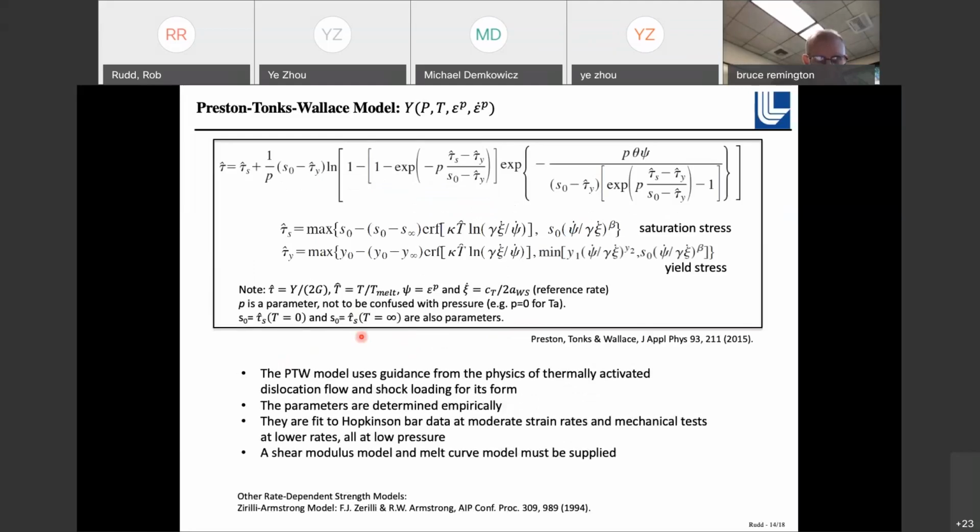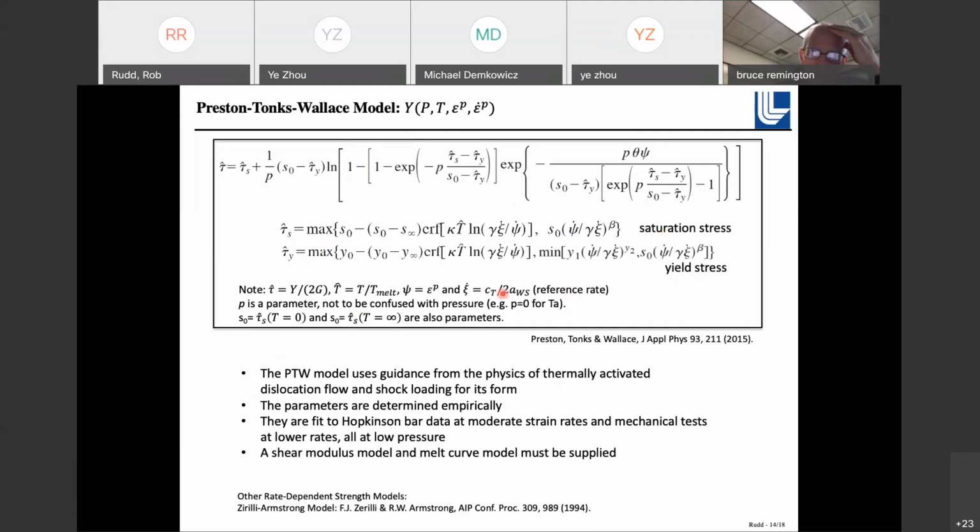But you can do even better than that. The Preston-Tonks-Wallace model is another rate-dependent model. In this case, it's formulated around asymptotic limits. So there's a formula for a yield stress that's introduced, the stress needed to first cause the material to yield, and then a saturation stress, where as the material is deformed, eventually the plasticity will saturate and the stress will not exceed that.